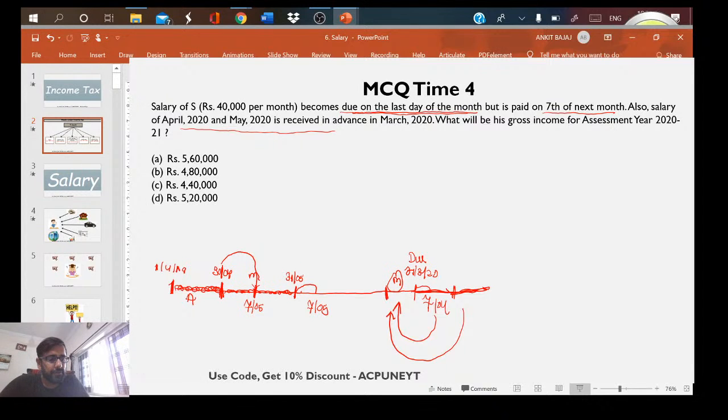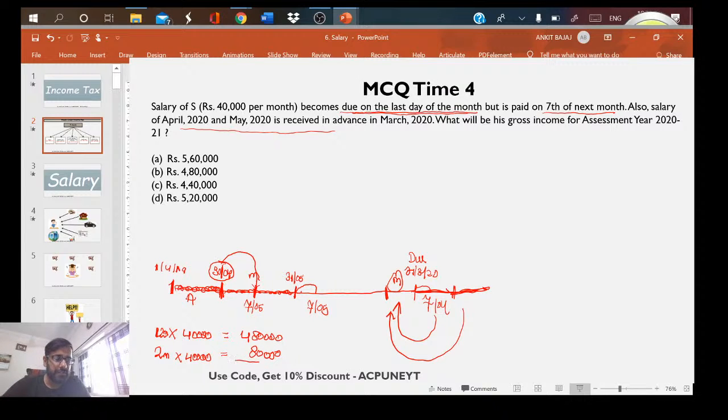So, if you see, his salary is getting due on 30th of every month. There are 12 months, so it will be 12 into 40,000. Is it clear? 12 months' salary is going to be 12 into 40,000, that is 4 lakh 80,000. Plus he is receiving advance of 2 months' salary. So that will be 2 into 40,000. It will be 80,000 rupees.